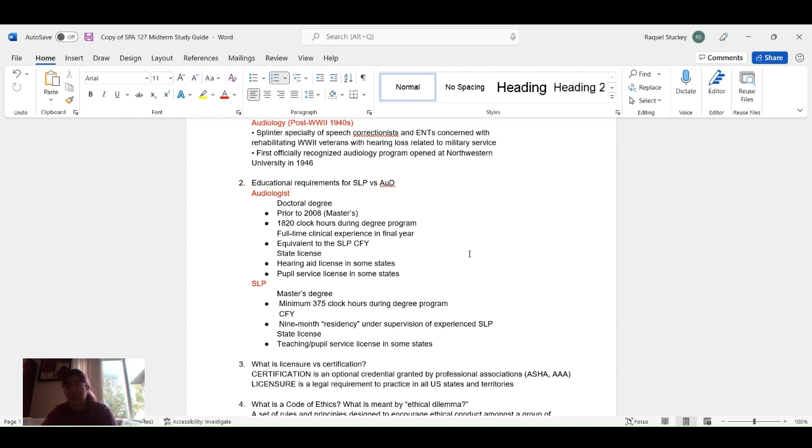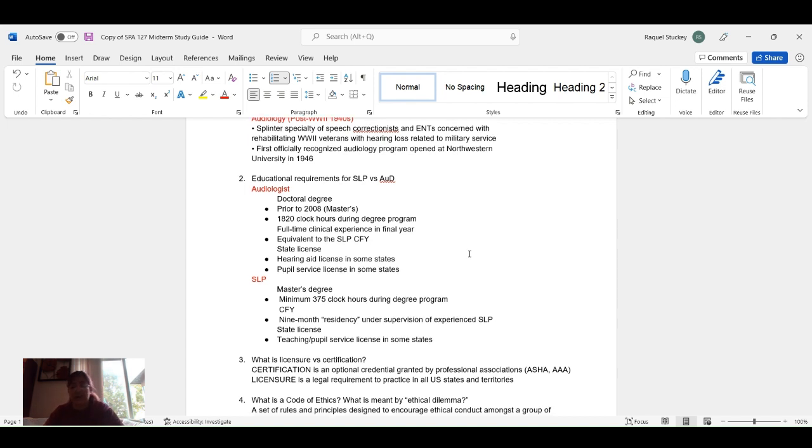Audiologist educational requirements. They require a doctoral degree, 1,820 hours during the degree program, full-time clinician experience in the final year, equivalent to the SLP's CFY, state license, hearing aid license in some states, and pupil service license in some states.